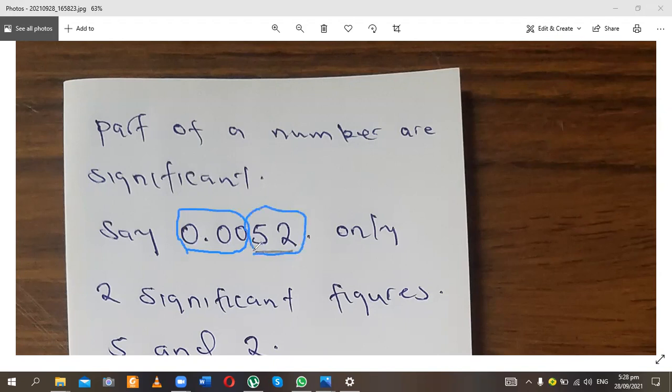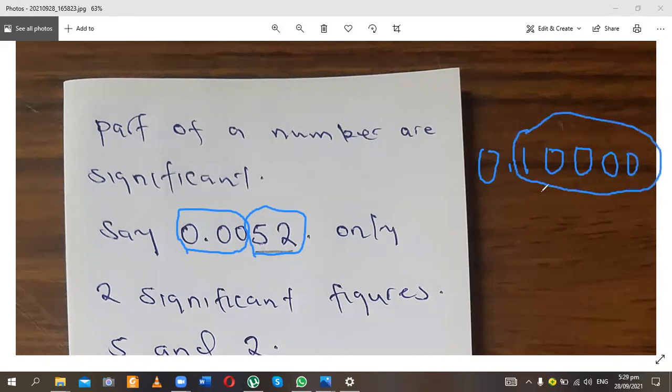Now, when we say that the zeros that come after the decimal point are significant, we are talking about having a number like 0.100, all these trailing zeros that come after the decimal point. We are going to say that they are significant.